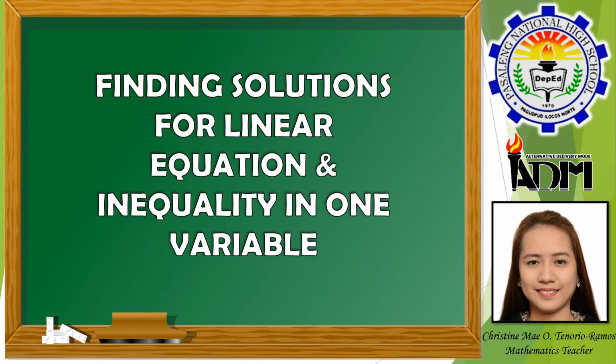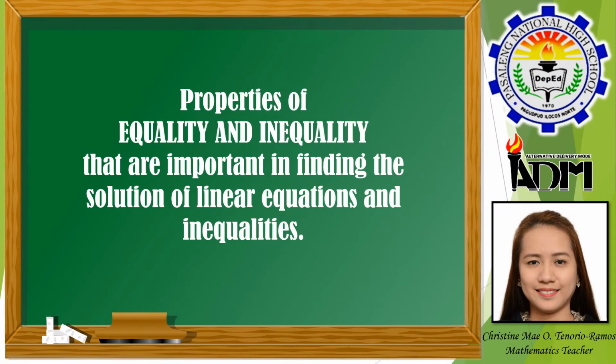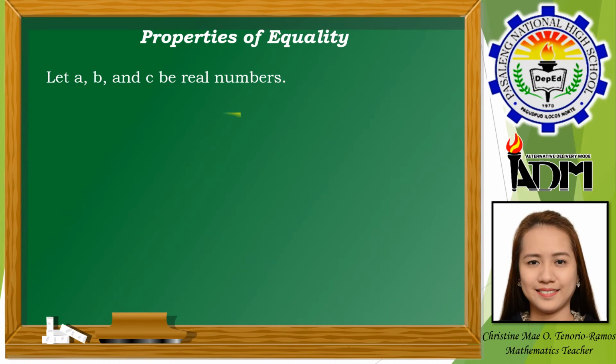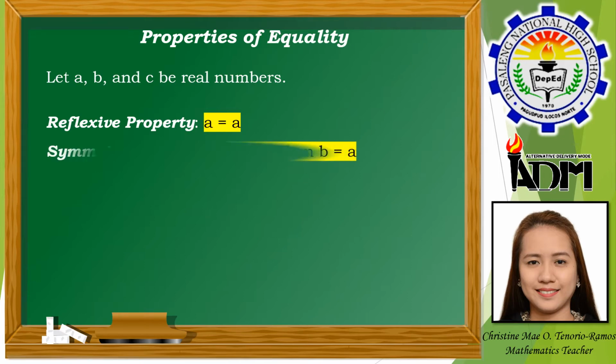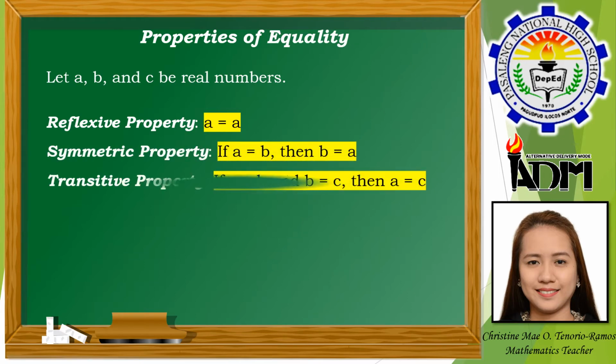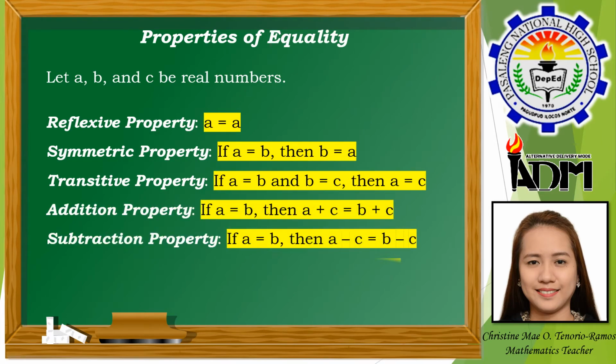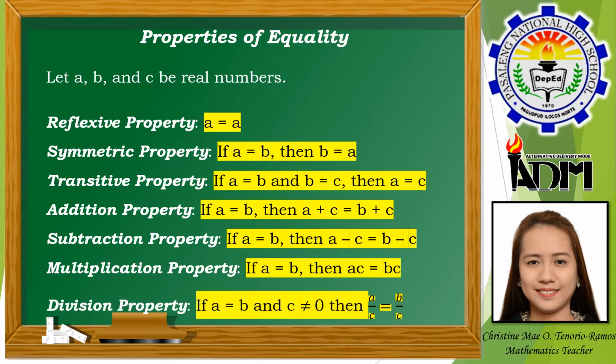In finding solutions of linear equations or inequalities, kailangan natin i-involve ang mga properties nila. So, unahin natin yung mga properties ng equality. So, let A, B, and C be real numbers. Number one, we have the reflexive property, symmetric property, transitive property, addition property, subtraction property, multiplication property, and the division property.